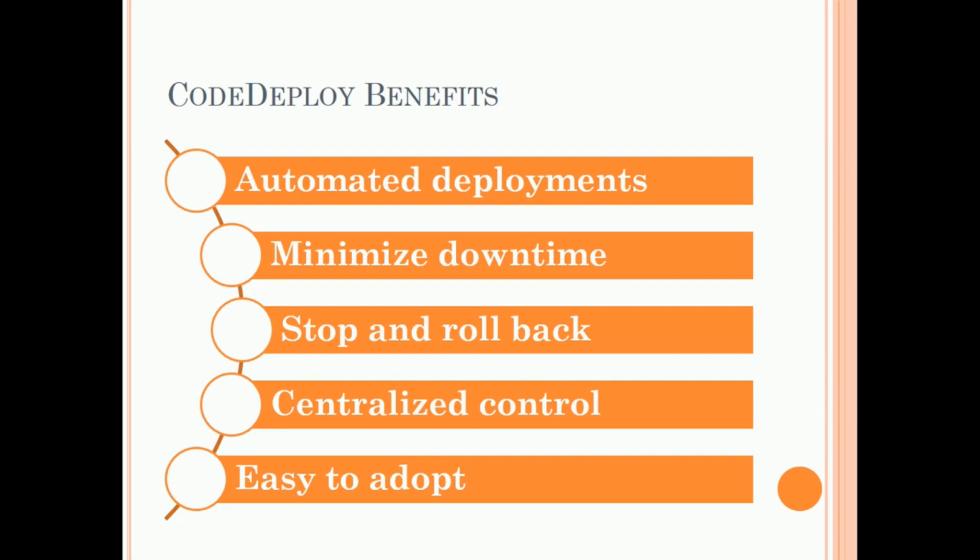Fourth is centralized control. We can launch and track the status of our deployments through the AWS CodeDeploy console or the AWS CLI. So everything we can control through console or CLI. And the fifth one is easy to adopt. AWS CodeDeploy is platform agnostic and works with any application, so we can easily reuse our setup code. So it is very easy to adopt and work with. Now let's move ahead with the next topic.